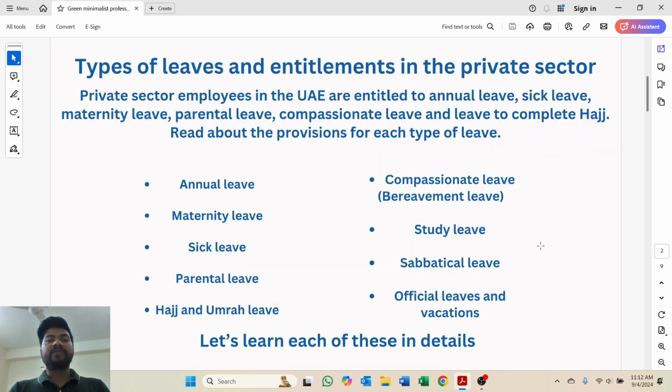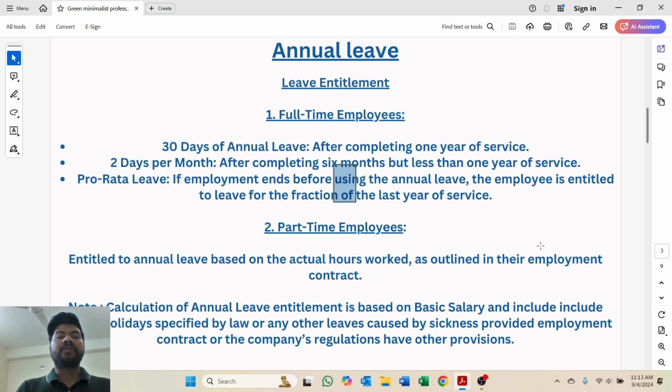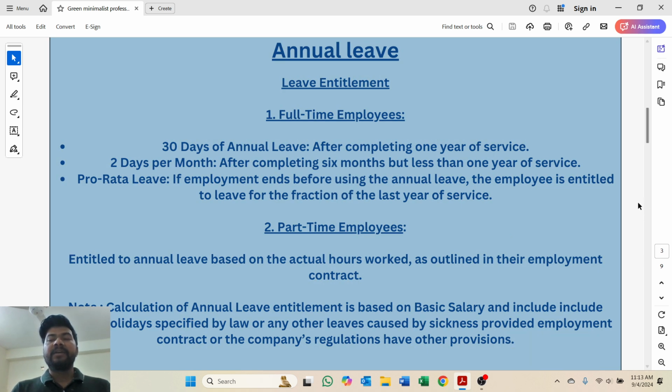Here in the introduction part, employees who are working in the private sector of the UAE are entitled to lots of different types of leave, including annual leave, sick leave, maternity leave, and many more. So let's understand each of them one by one. First one is annual leave.